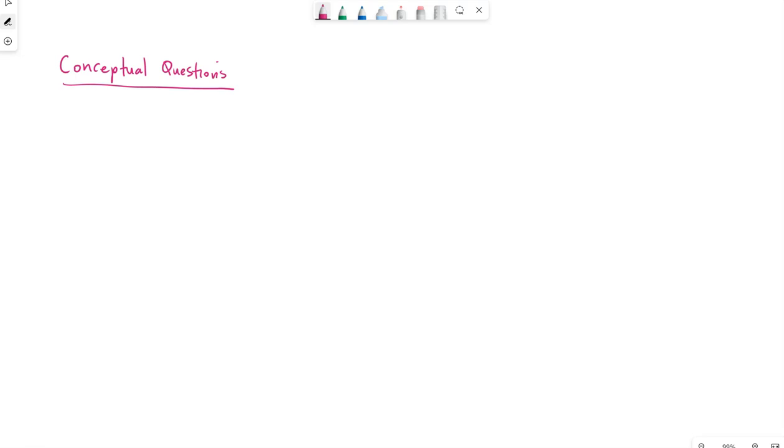Let's go through a few conceptual questions. These conceptual questions will be related to what we've been talking about, waves and wave speed.